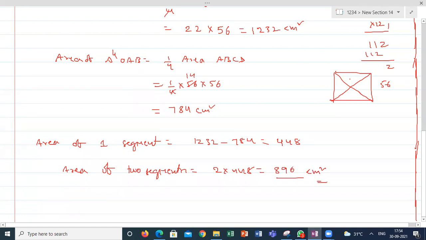This is how we can do this question. Is it clear, students?